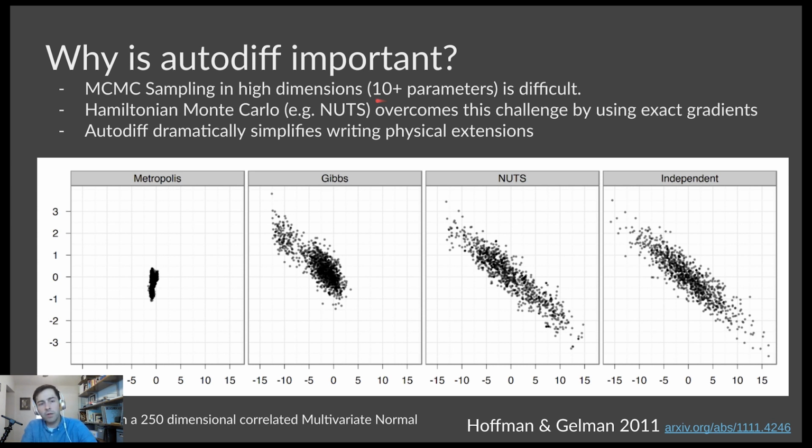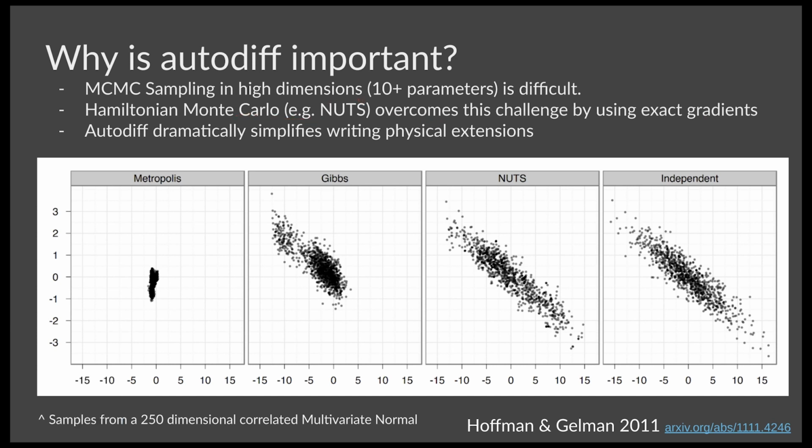You begin to not be able to get mixing of your MCMC chains or other subtle effects coming. But with Hamiltonian Monte Carlo, you overcome that by using exact gradients. So if you can take exact gradients of your likelihood function, of your loss function, then you can go up to almost an arbitrary number of parameters, or at least many more than what we're used to. And so here's an illustration of that.